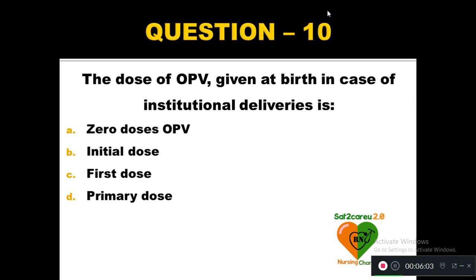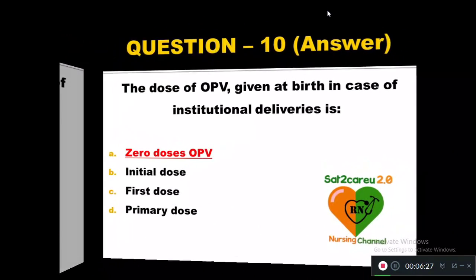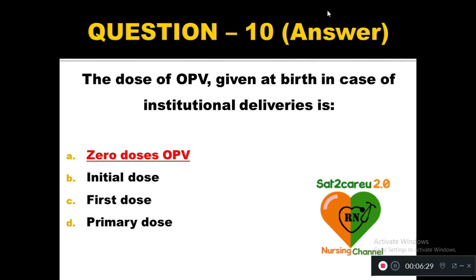Question number 10. The dose of OPV given at birth in case of institutional deliveries is option A, 0 dose OPV. B, initial dose. C, first dose. D, primary dose. The first dose given at birth of child in institutional delivery is known as 0 dose of OPV.